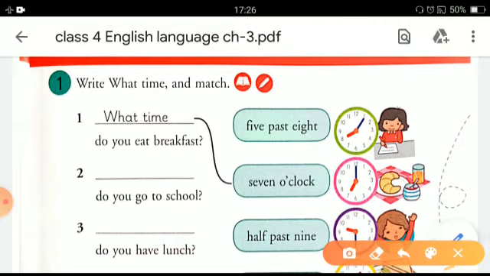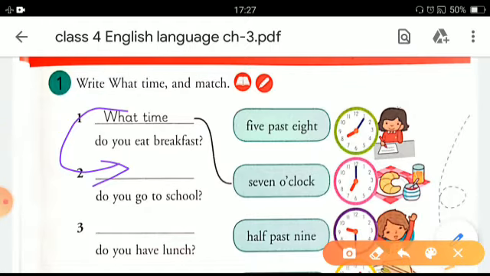Exercise based on the question what time. Now write what time and match them. Here, everywhere, in sentences number 2, 3 and 4, you have to repeat the same thing: what time. And after getting the answer, suppose what time do you eat breakfast, you have to match them with the correct option as given. What time? 7 o'clock. One is already done for you.